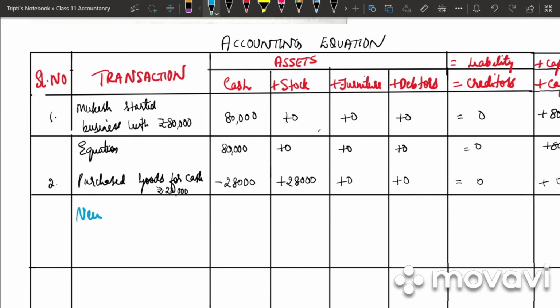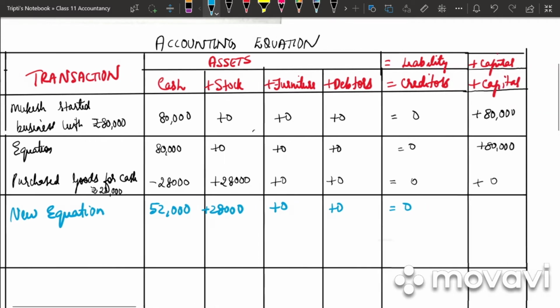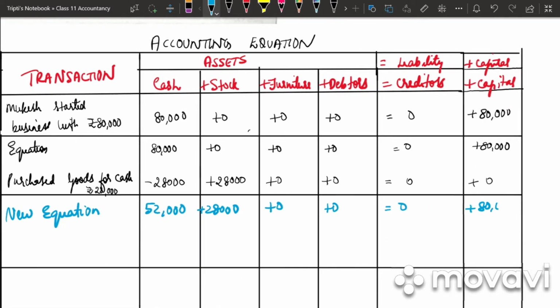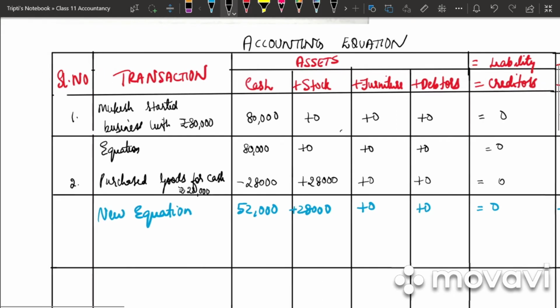So next we will have is new equation, that is 80,000 minus 28,000, which is 52,000. Then we have 28,000 plus 0 is equal to 0 plus 80,000. How 80,000? 80,000 plus 0.